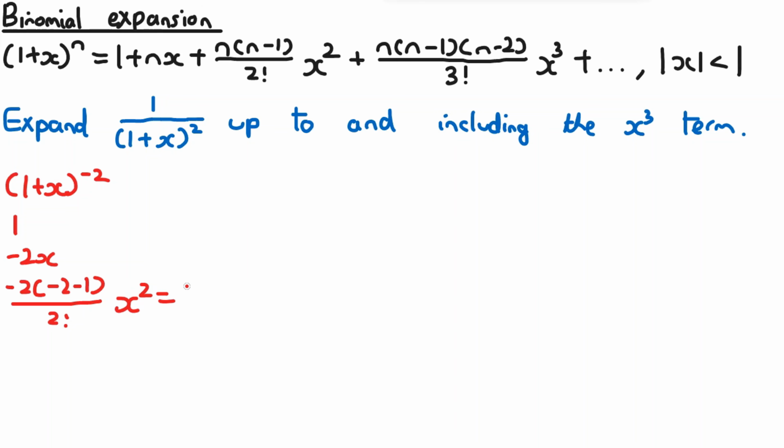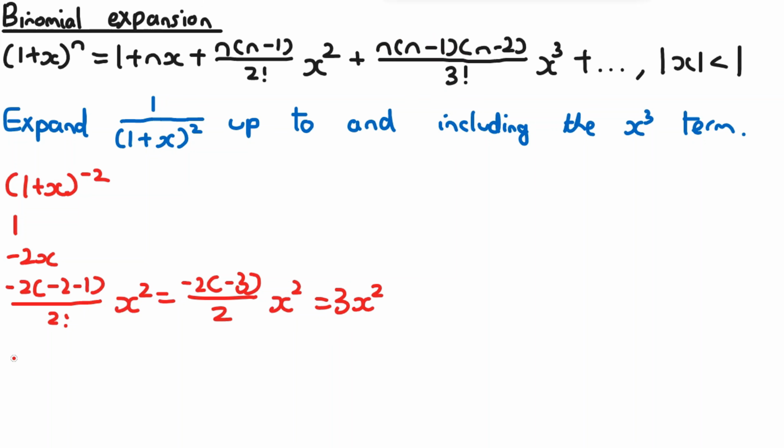We can simplify this to minus 2 of minus 3 over, and then 2 factorial is just 2 again, and then x squared, and then the 2 can cancel out here to just give minus of minus 3, so it's just going to be 3 and then x squared. So this is going to be the third term.